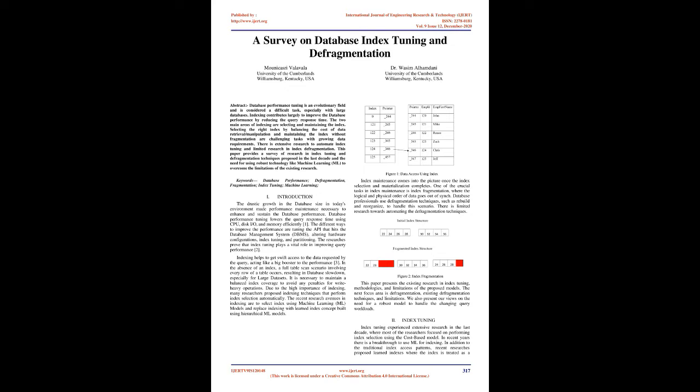2. Index tuning. Index tuning experienced extensive research in the last decade, where most of the researchers focused on performing index selection using the cost-based model. In recent years there is a breakthrough to use ML for indexing. In addition to the traditional index access patterns, recent research proposed learned indexes, where the index is treated as a model to find the required data. We focus our survey on the traditional index patterns, as there is limited to no usage of the learned index in real time.